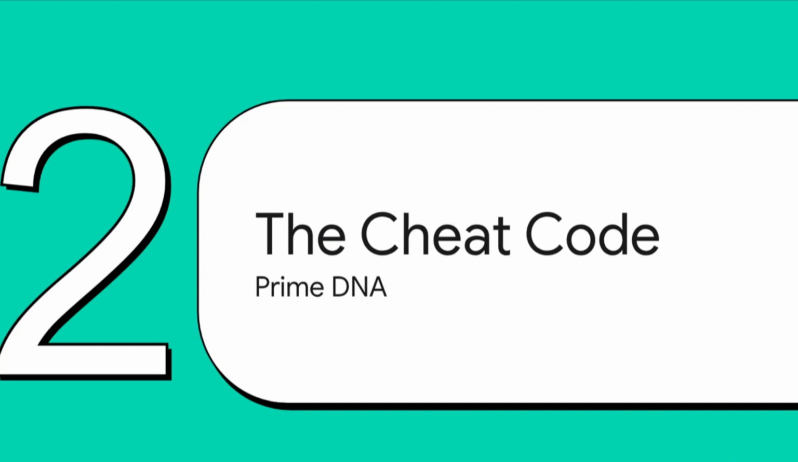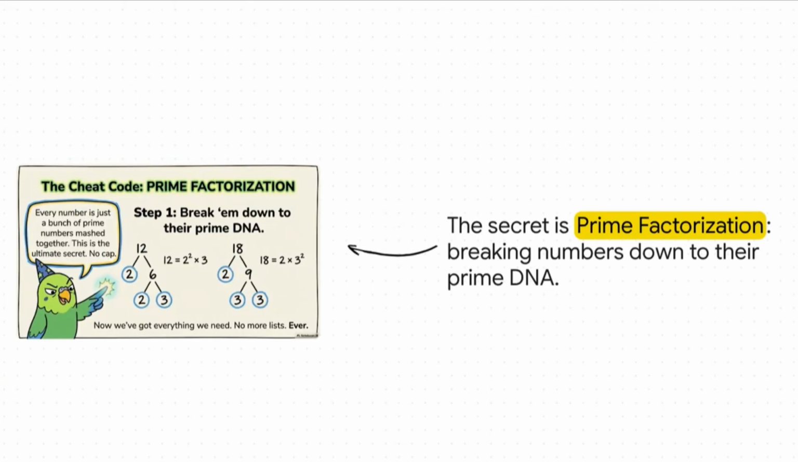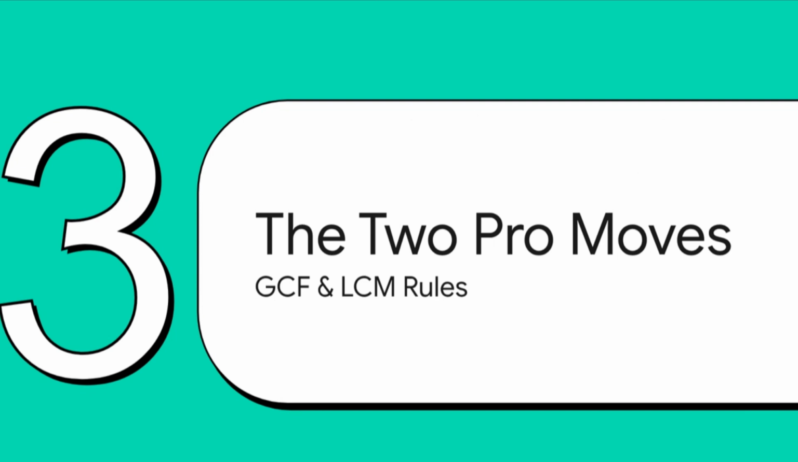And that brings us to the main event. This is the secret technique, the cheat code that makes GCF and LCM ridiculously easy. You ready for this? The secret, the whole key, is prime factorization. The big idea is that every single number out there is really just a bunch of prime numbers, 2, 3, 5, 7, all multiplied together. It's like finding a number's secret DNA code. Once you break numbers down to this level, like you see here with 12 and 18, you have all the power. No more lists, ever.